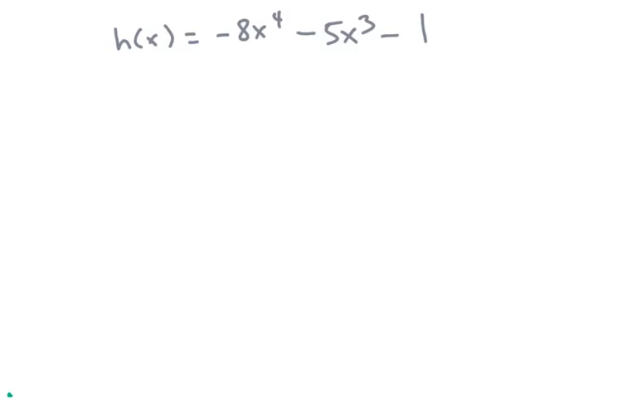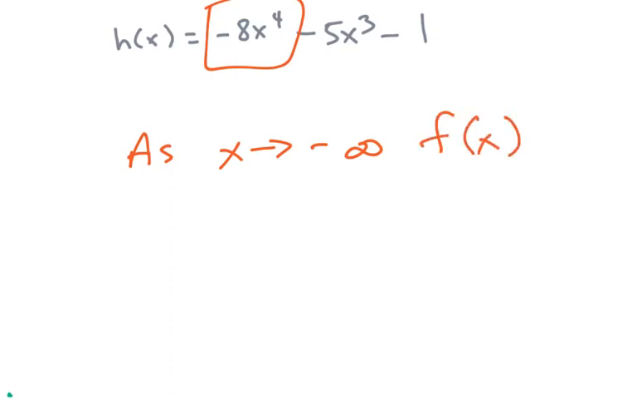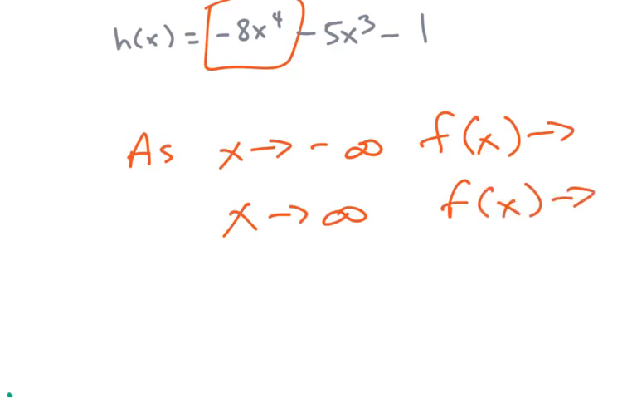Let's look at the last one. So the last one's pretty straightforward. Again, all I care about is the highest power, so negative 8x to the fourth. We say as x approaches negative infinity, what happens to f of x? As x approaches infinity, what happens to f of x? Well, for anything that's even, it'll always come out as a positive, but a positive times a negative is a negative, so both of these are going to be negative infinity. And there's my answer. So hopefully that makes sense, and I'll see you in the next video.